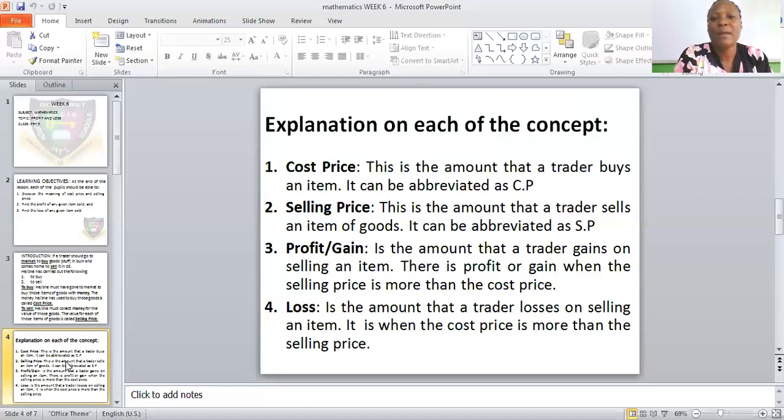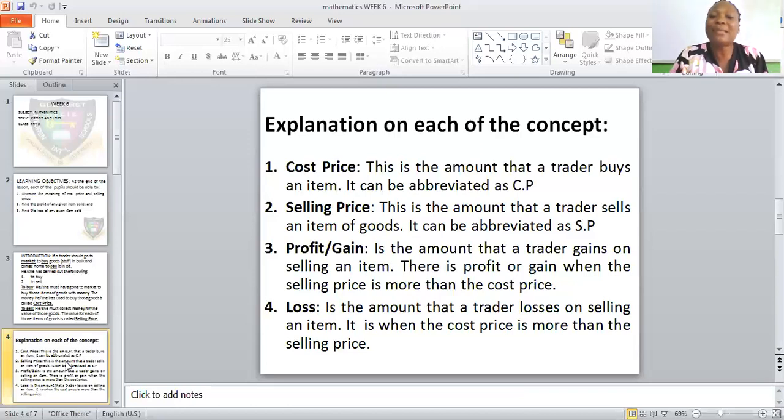Now, profit, the main topic. Profit is the amount that a trader gains on selling an item. There is a profit or gain when the selling price is more than the cost price. The person has gone to market to buy it at a certain amount. Now, if he is selling it for more than the amount he or she bought it for, then the person is making profit. The amount you want to sell it for in your shop is more than the amount you bought it for. Then it is profit.